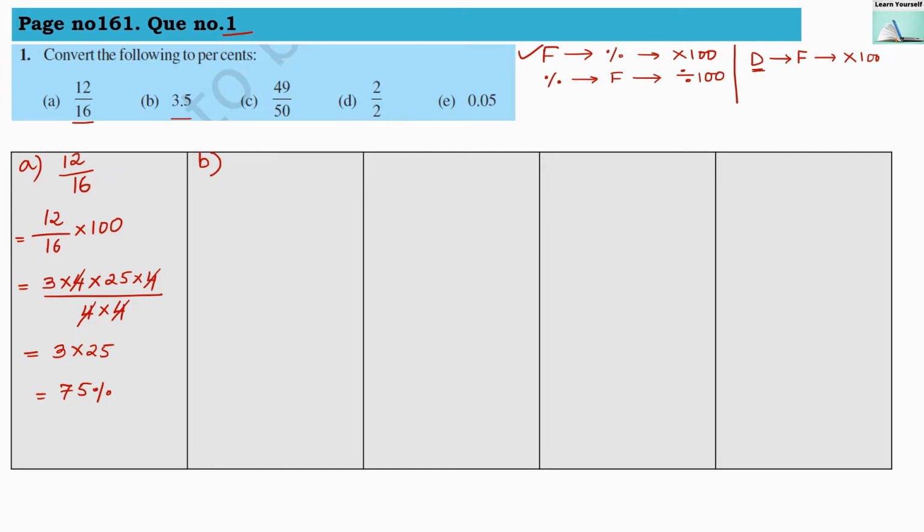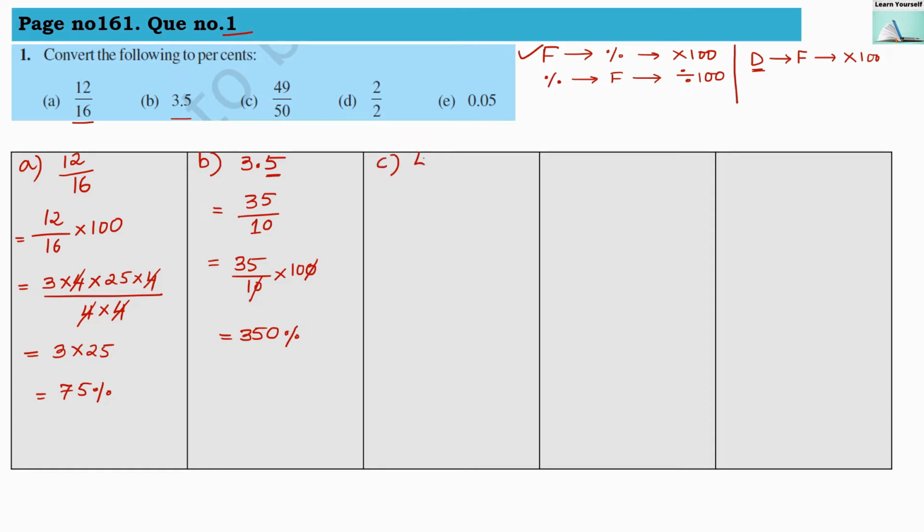Now B is 3.5. It is in the decimal form. So first we are converting into fraction form. So 35 divided by, after the decimal point one number is there, so in division 10 will come. So 35 divided by 10. Now to convert this into percentage, we are multiplying with 100. Now let us convert this into simplest form. Before that, let us cancel out the 10. So here in denominator nothing is left, so we will get 350% for the second numerical.